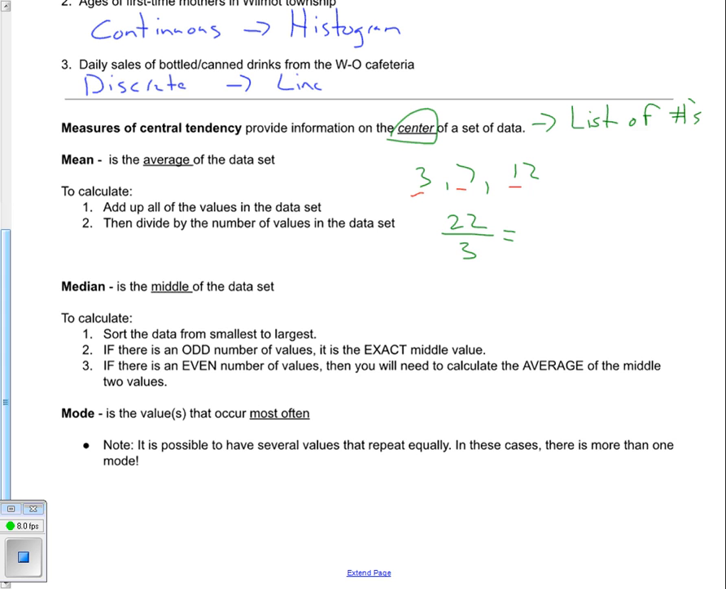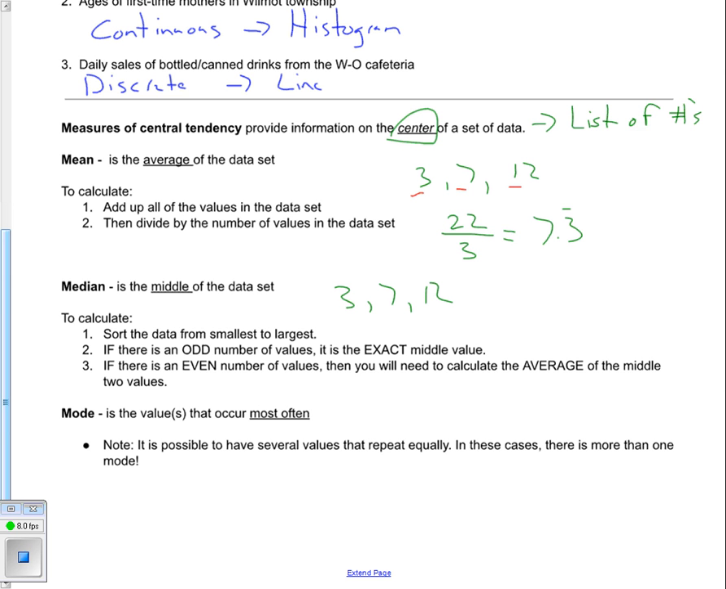If I do 22 divided by 3, my average number is about 7.3. The 3 will be repeating. So my mean is actually 7.3. The next one that we'll look at is median. Median is the middle number of the data set. We're going to sort the data from the smallest to the largest. So let's say our data set here, we've got 3, 7, 12. It's already sorted for you in order from smallest to largest.